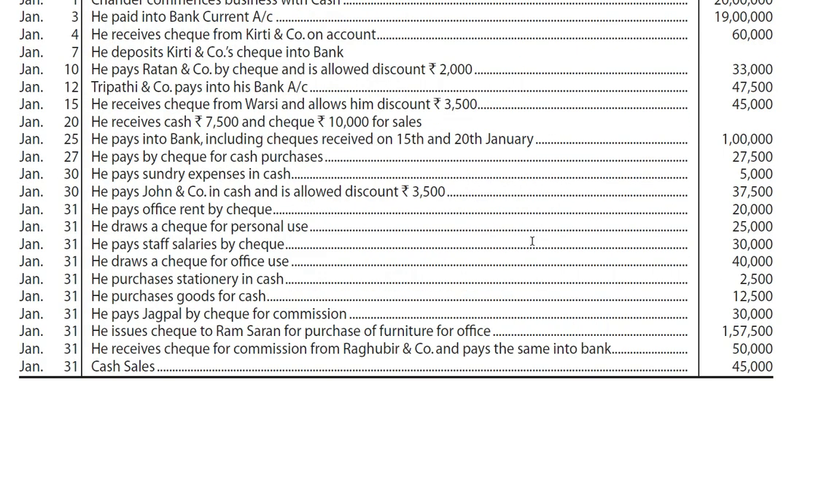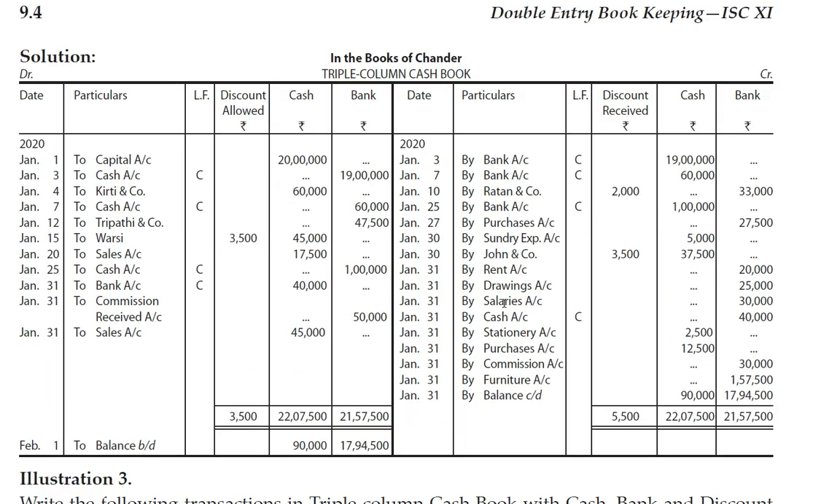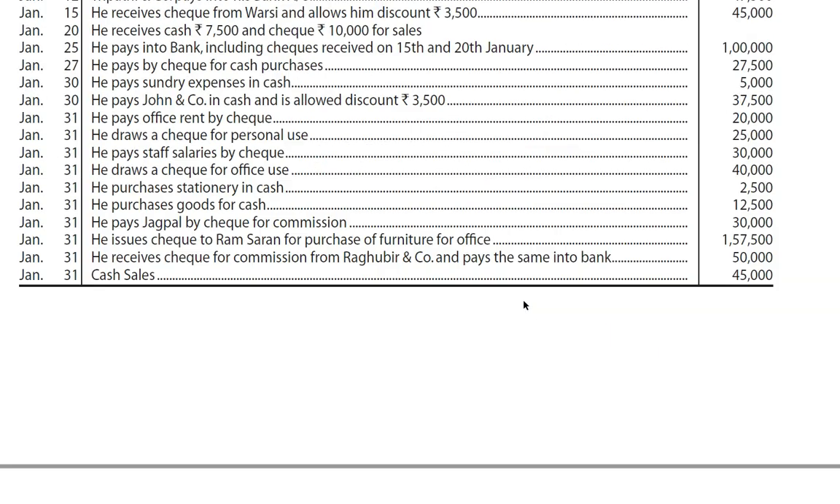Come to the next entry. 31st, he pays office rent by check. How much? That is 20,000. So come to the credit side, by rent, that 20,000, by check. That's why we have written it in the bank column. Next, come to the next entry.